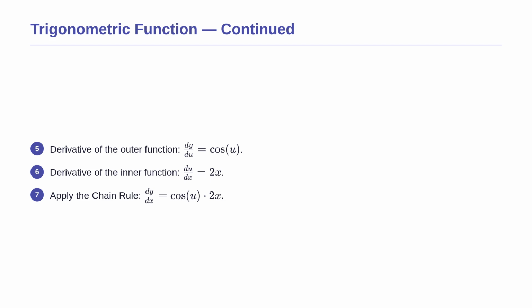Next, we shift our attention to the inner function, u equals x squared. Using the basic power rule, its derivative is simply 2x. Now we apply the chain rule by multiplying our two separate results together. We multiply the derivative of the outside, cosine of u, by the derivative of the inside, 2x.